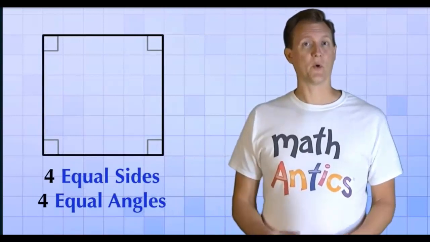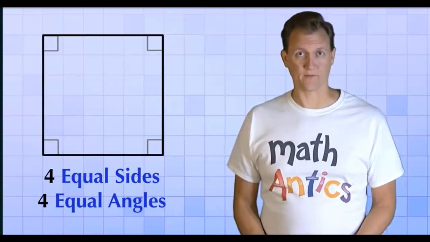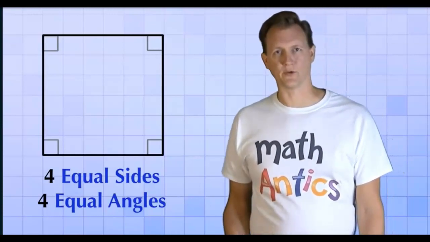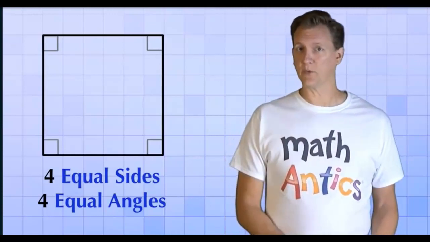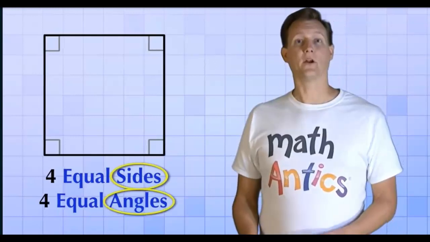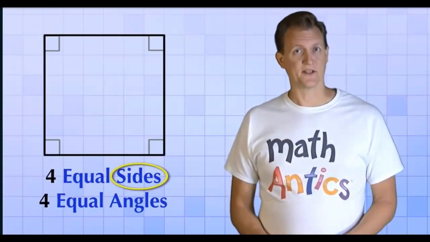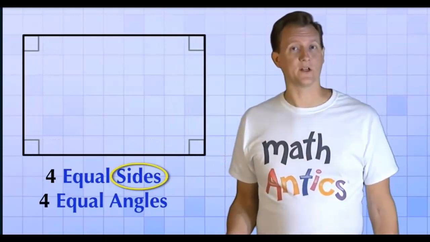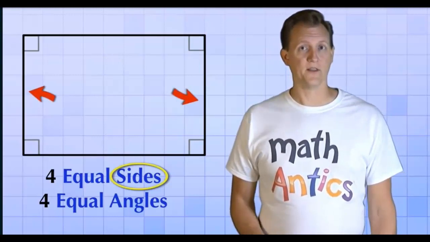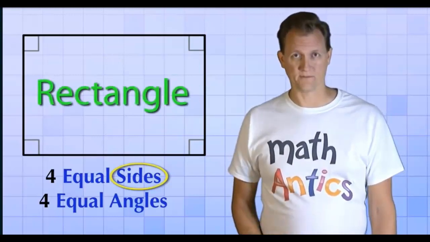Okay, so squares are an important type of quadrilateral, but we're going to make some changes to this square to see what other types of quadrilaterals there are. The 2 things that we can change are the sides and the angles. Let's start by changing the sides. Let's stretch our square in one direction so that one pair of sides is now longer than the other pair. This is what we call a rectangle.